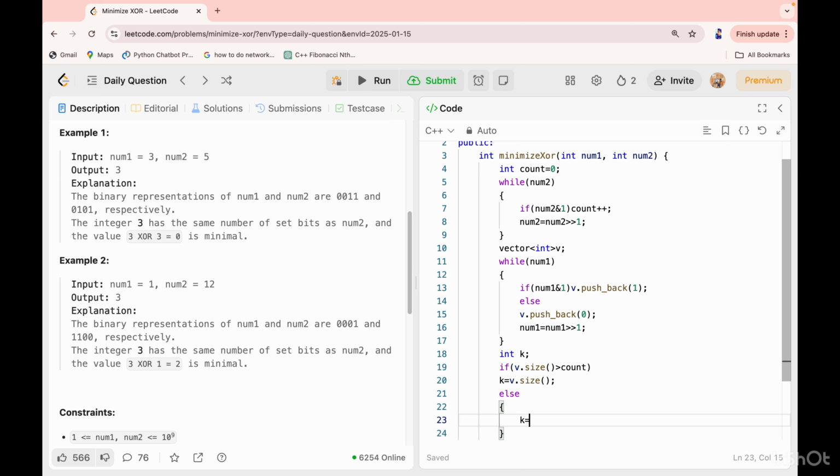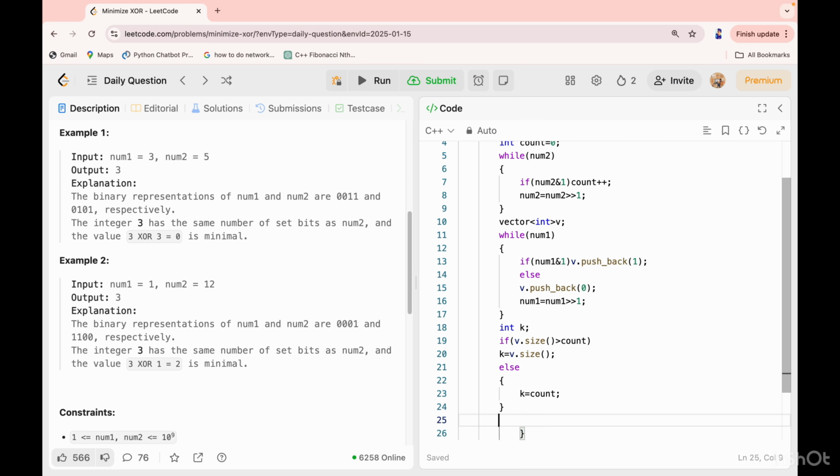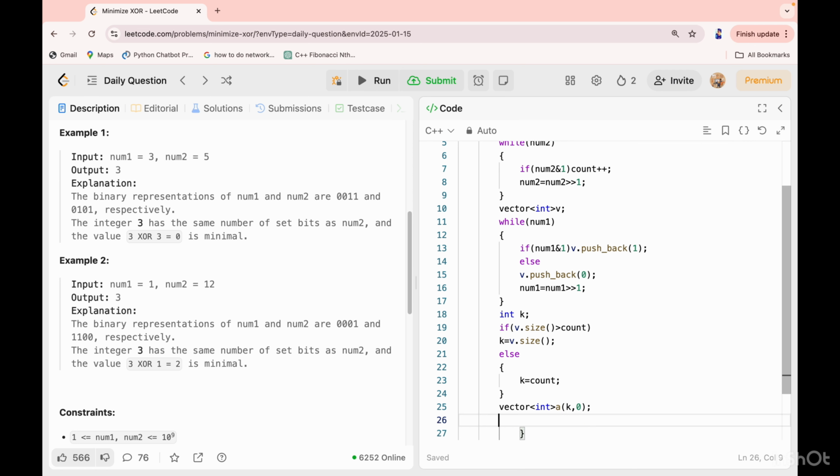Else k equals to count. Okay. Now we will make another vector named a, whose size is equals to k. It has the maximum of v of size and count, and marked all 0. Okay.